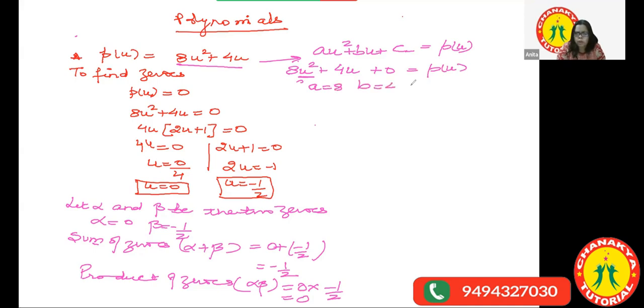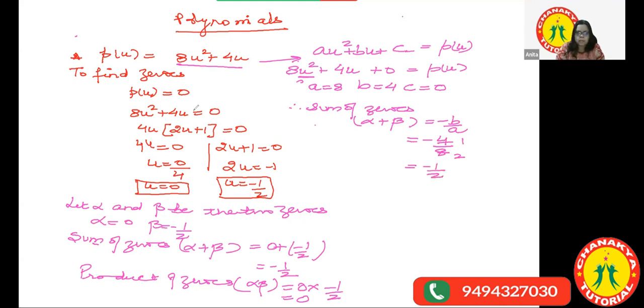And value of b is 4. And value of c is 0. So therefore, your sum of the zeros. Sum of zeros, what was the formula? Minus b by a. Formula was minus b by a. Now put the values of a and b here. So value of b is 4 and value of a is 2. 4 ones are 4, 4 twos are 8. Then it will be minus 1 by 2.